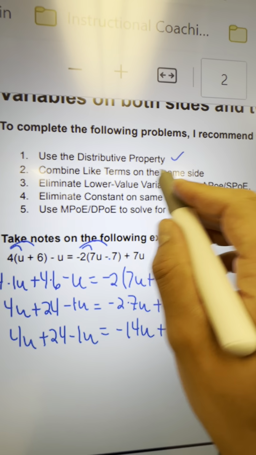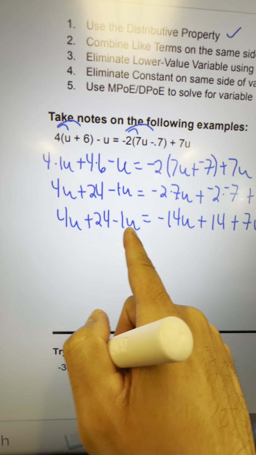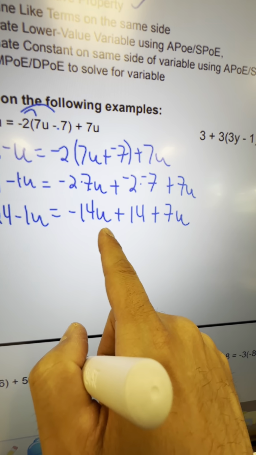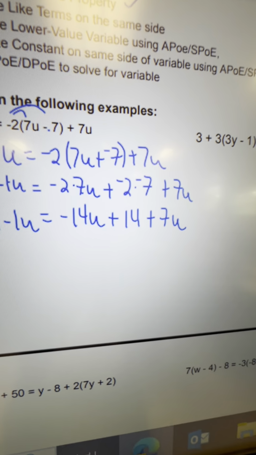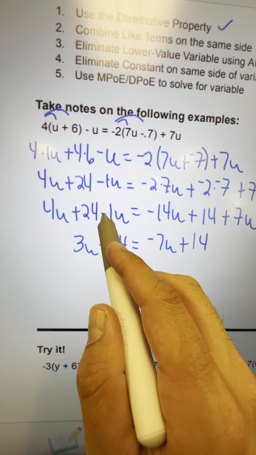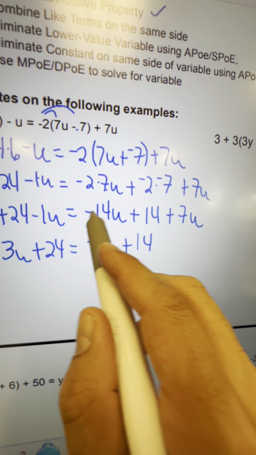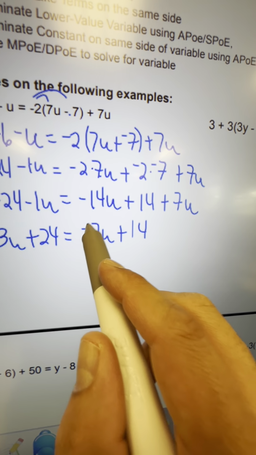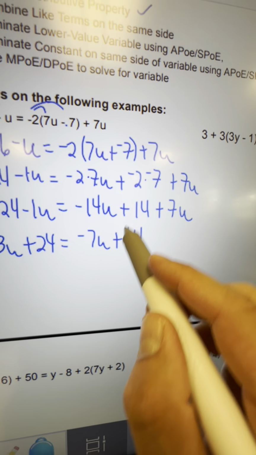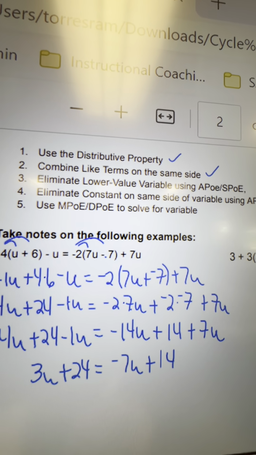Step 2 is to combine like terms on the same side. So I'm going to do that. My like terms here are 4u and 1u. I'm going to combine those here. And on this side, I'm going to combine negative 14u and 7u. After combining like terms and simplifying, you can see here 4u minus 1u is 3u. Bring down my plus 24. Here I have negative 14u plus 7u, which is negative 7u. And then I brought down my plus 14. So step 2, combine like terms on the same side, is all set.